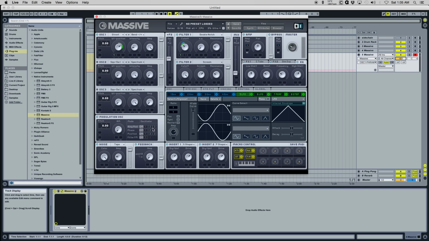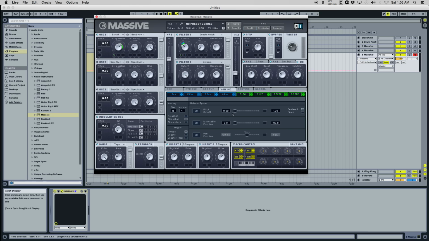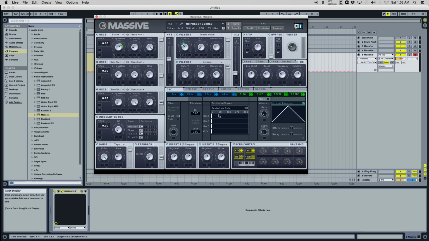And detuning. Now, there is a detune knob here. The problem with this is that you're going to get some hardcore phaser effects with it. The reason for that is you have the restart gate on it. If you unclick that, then you won't have that anymore. Essentially, you dictate the phase of oscillator one there. You dictate when you want it to start.